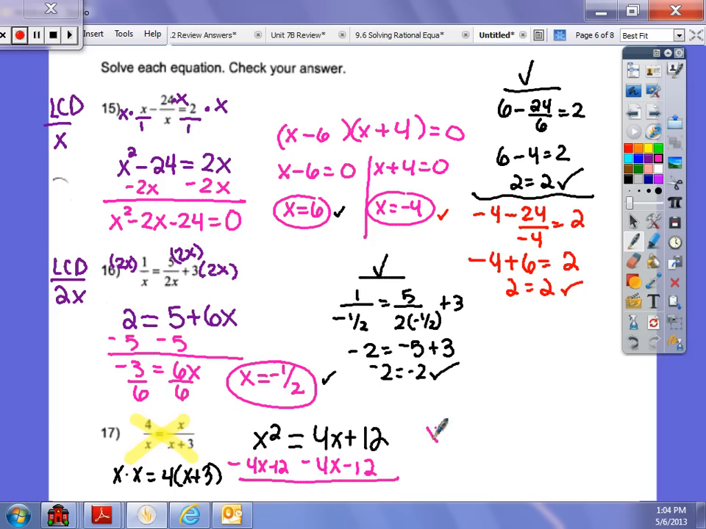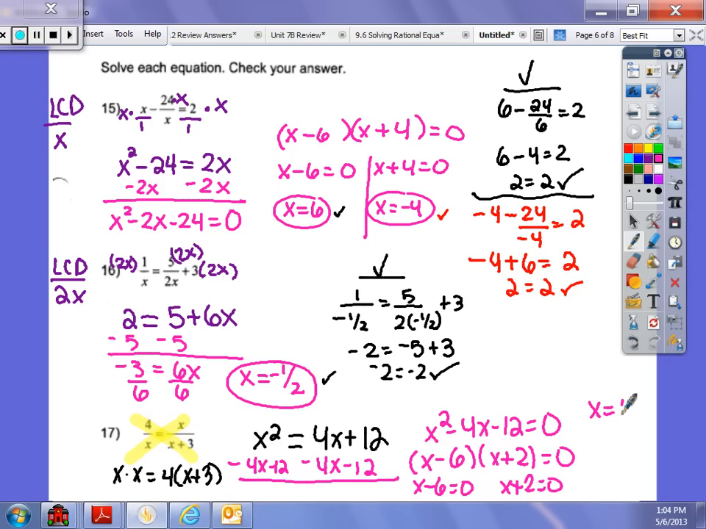So now we have x squared minus 4x minus 12 equals 0. So now what we need to do is find two numbers that add up to negative 4 but multiply to negative 12. And the only time that happens is when it's x minus 6 and x plus 2. So x minus 6 equals 0, x plus 2 equals 0. So that means x equals 6 and x equals negative 2.